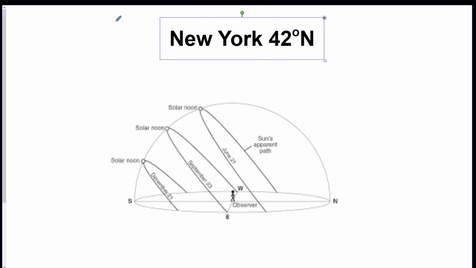So this is an actual picture of New York's sun's path at 42 degrees north. Now, if you were to see this for 42 degrees south, it would be a mirror image, so you would see the sun at solar noon all in the northern hemisphere.